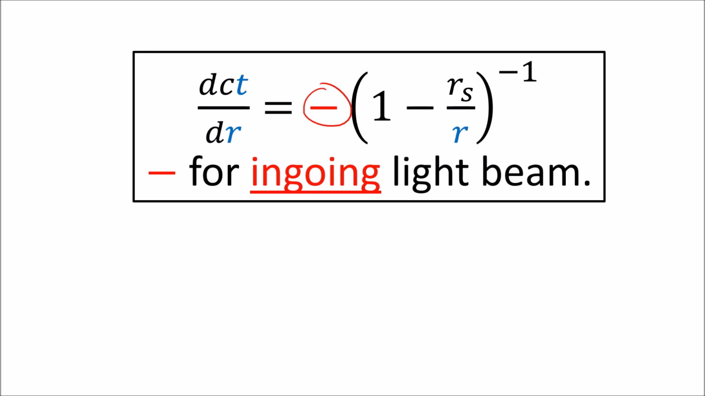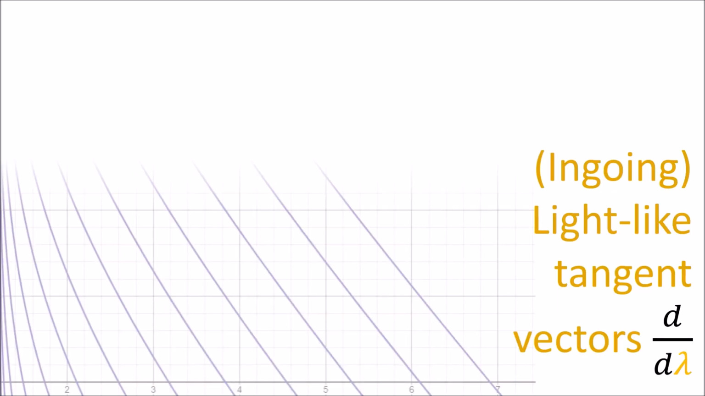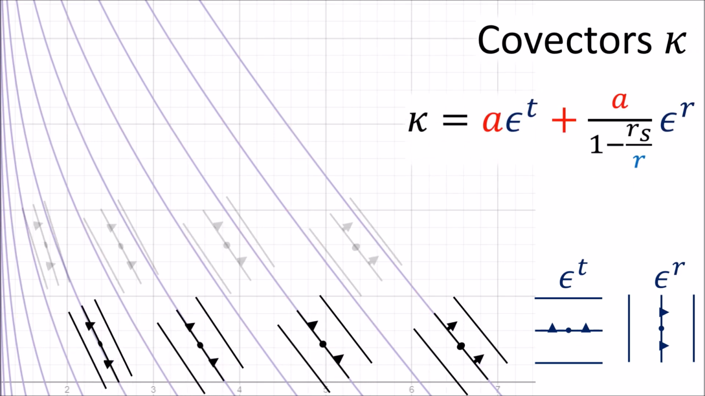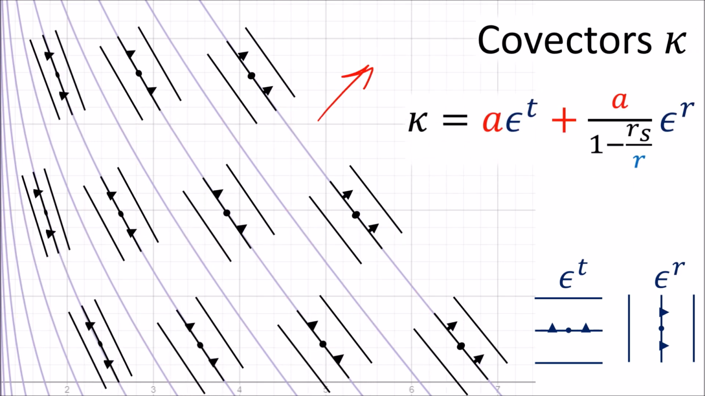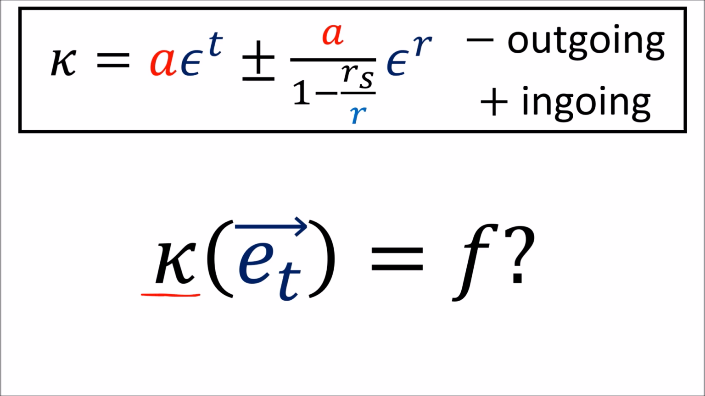We can also get another covector field for ingoing light beams just by using the ingoing light beam equations with the minus sign instead. Here, our tangent vector fields point to the upper left, and the corresponding covector field points to the upper right. Now that we have our covector fields for ingoing and outgoing light waves in Schwarzschild geometry, how can we use this to determine the redshift or blueshift of light due to gravity? You might be tempted just to take the covector field for light and apply it to the time basis vector to get the wave's frequency.